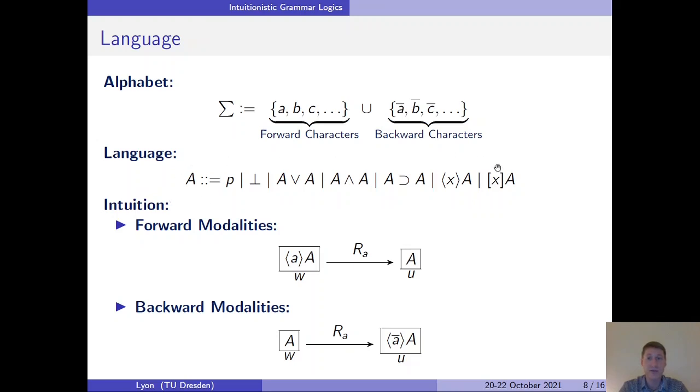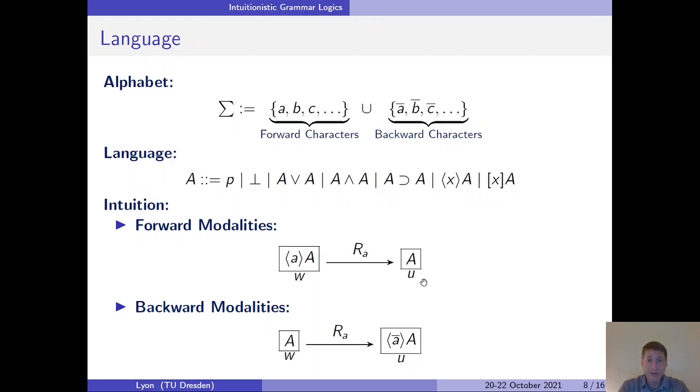First, let me introduce the language. The language that is used is a propositional language. So we have propositional atoms P, we have falsum, disjunction, conjunction, we have intuitionistic implication, we have diamond modalities, and we have box modalities. Now, if these modalities are indexed with forward characters, then they are referred to as forward modalities. And if they're indexed with backward characters, then they are referred to as backward modalities.